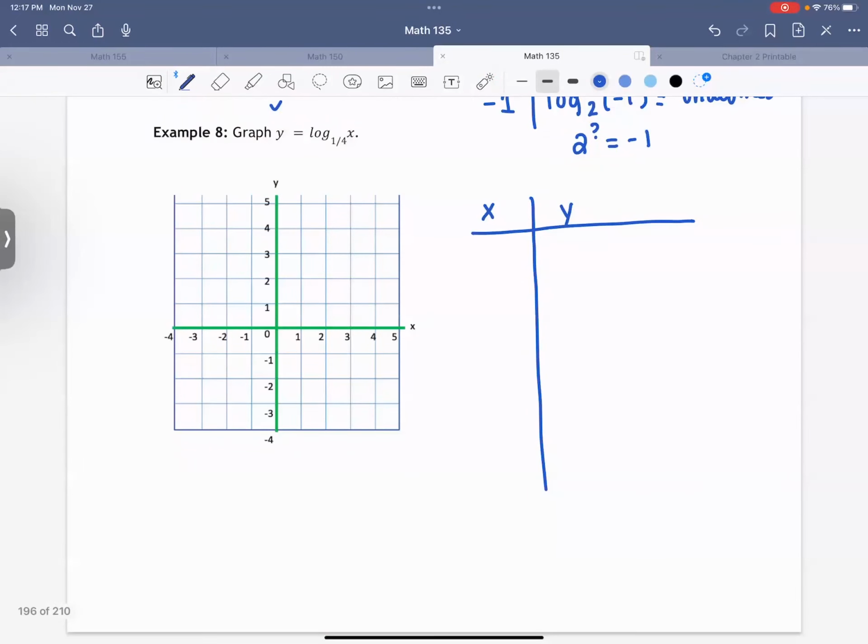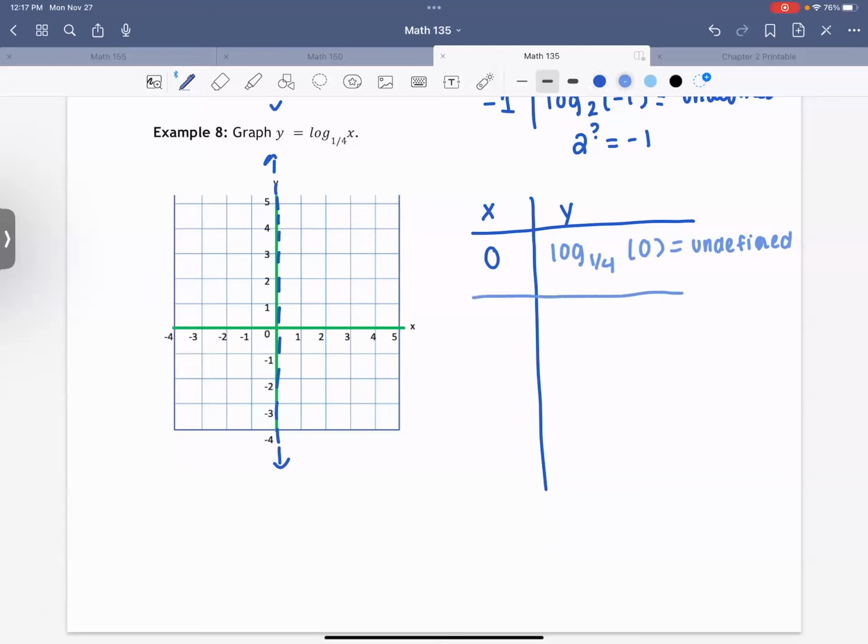Okay, let's start plotting some points. Let's do x equals 0. This is log base 1/4 of 0. What is the log of anything of 0? Undefined. Good. At least I got it this time. Undefined, which means we're going to have our vertical asymptote at x equals 0. Same thing as the last one.